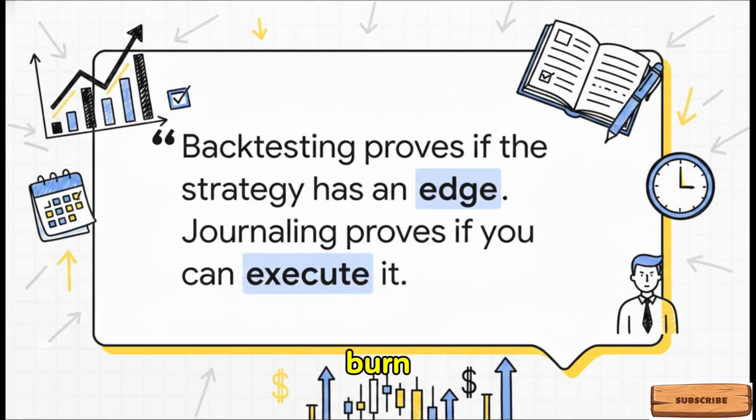I really want you to burn this quote into your memory. Backtesting proves whether the strategy has an edge. Journaling proves whether you can execute it. Past data gives you the confidence that a setup has serious potential. But tracking your behavioral compliance, like did you actually follow your rules today, that is the only thing that proves you have the discipline to extract money from the market consistently.